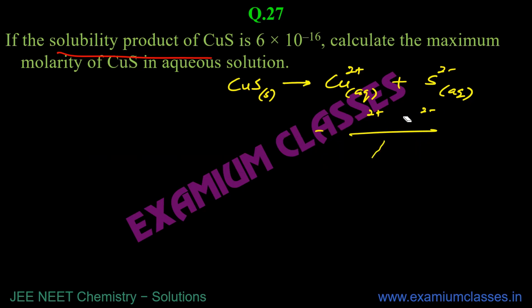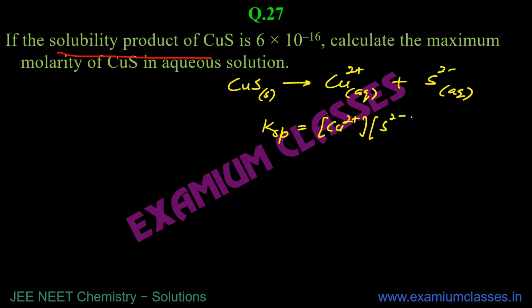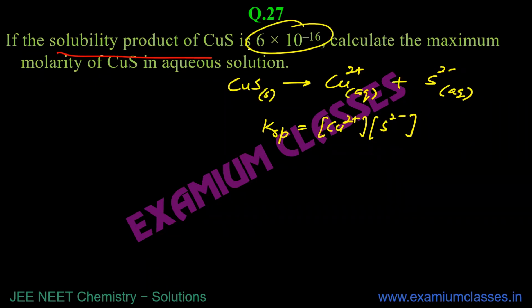So we will write KSP, and I hope you have sufficient knowledge of equilibrium chapter from 11th grade. This will be the solubility product. Why is this not in the denominator? Because it is solid. We don't consider the concentrations. In this case, it is given this solubility product is 6 into 10 power minus 16.